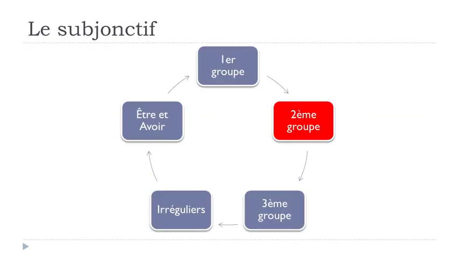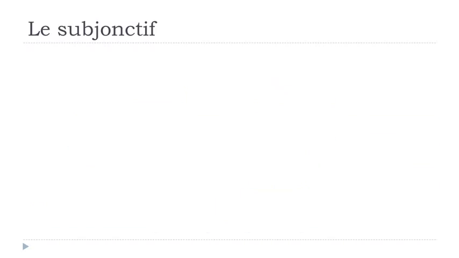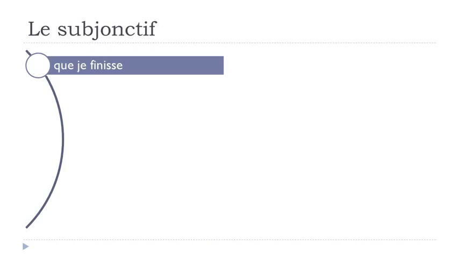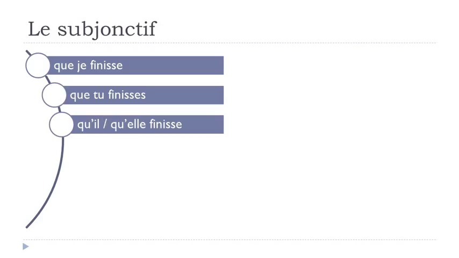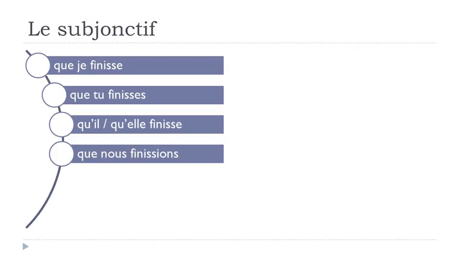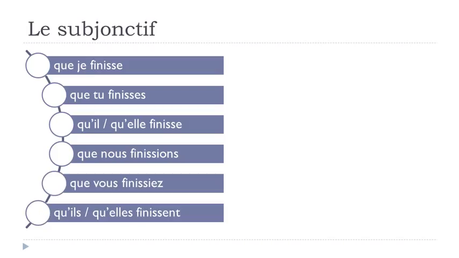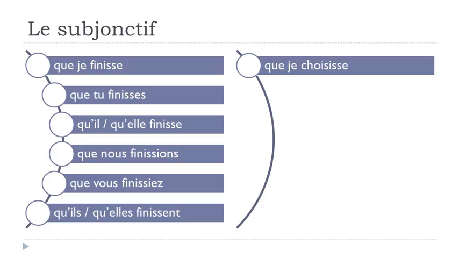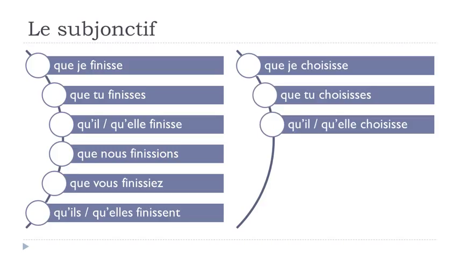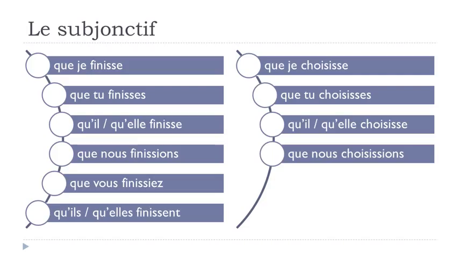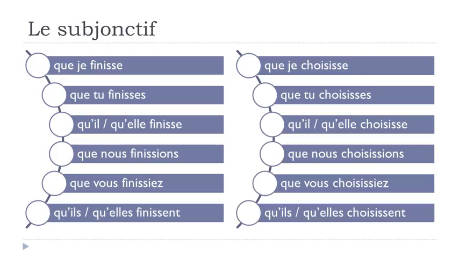So now let's see how it goes for the second group. All right? So second group, I took the classic example, finir, to finish or to end. Que je finisse, que tu finisses, qu'il finisse, qu'elle finisse, que nous finissions, que vous finissiez, qu'ils finissent, qu'elles finissent. Okay? So you can see that, well, you've got the endings es, ions, sorry, iez, ent. All right?